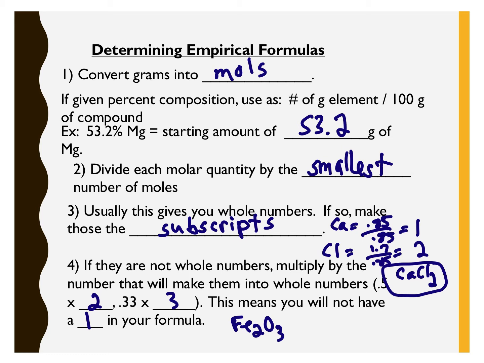And then you're going to divide each molar quantity by the smallest number of moles, so get them all into moles and then divide. Usually when you do this, you get whole numbers. If so, make those the subscripts. For example, let's say I did 2 problems and calcium's answer was 0.85, and chlorine's answer is 1.7. I compare 0.85 and 1.7. 0.85 is the smallest, so divide them both by 0.85. Anything divided by itself is just 1, so calcium would be 1, so it wouldn't be a subscript. Chlorine, if you divide 1.7 by 0.85, will give you 2. So the formula would be CaCl2.